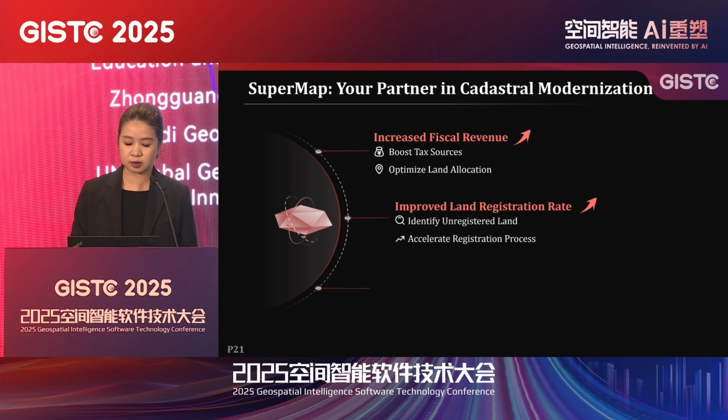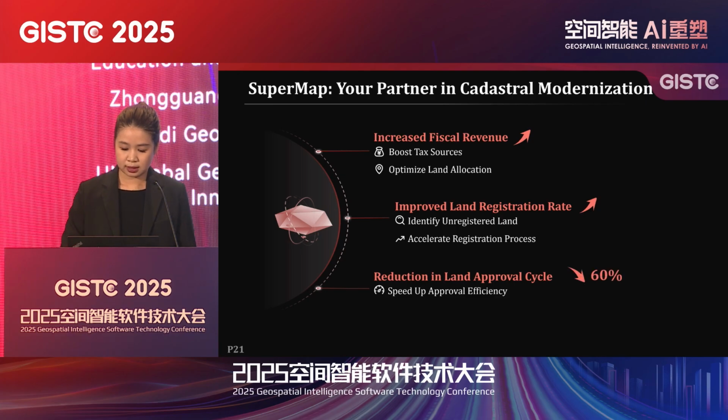bringing informal properties into the formal system, and subsequently accelerating the registration process, making it faster and more accessible for citizens to secure their land rights. Last but not least, a significant reduction in the land approval cycle. Efficiency in land administration directly impacts development and investment. We achieve this by working to speed up approval efficiency. As you can see, our solution has demonstrated the capability to reduce this cycle by an impressive 60%, dramatically cutting down wait times and fostering a more dynamic land market.